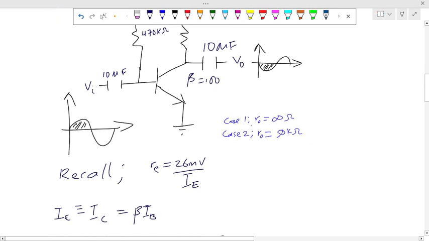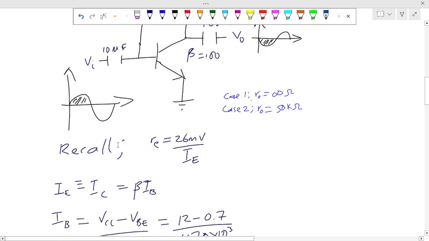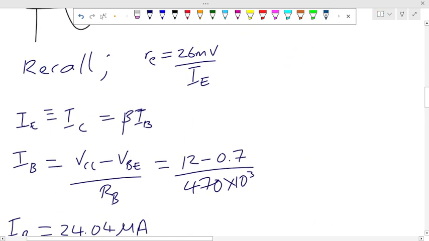So let's just continue. Recall that RE equals 26 millivolts divided by IE. What we have to do first is to look for the value of IE and substitute into this RE. We get our RE. Question A solved. Straightforward. Now, recall that IE, I will explain why we have this.